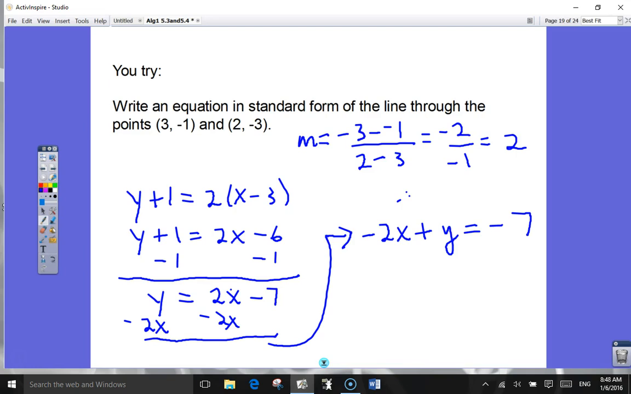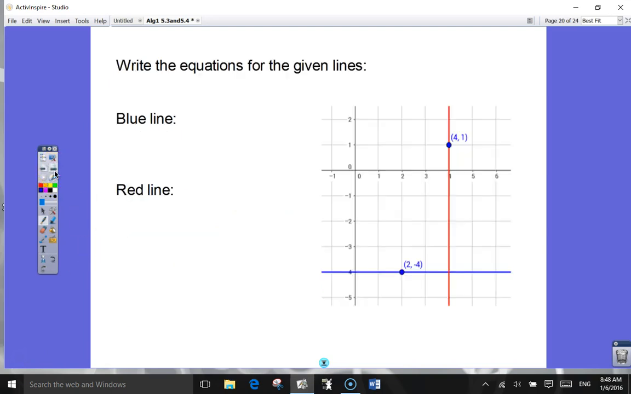Okay, one more skill. Write the equations of the lines. A horizontal and a vertical line, and you can see which points they're going through. What is the equation of the horizontal line that goes through 2, -4? I can do that. Oh, I need a slope.